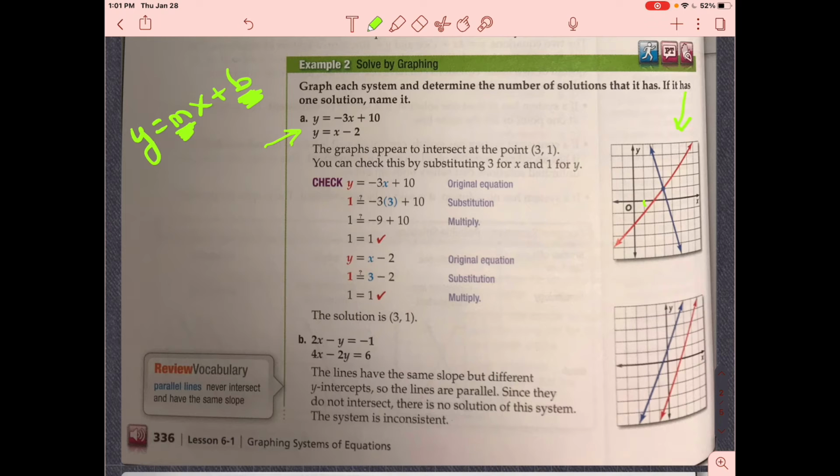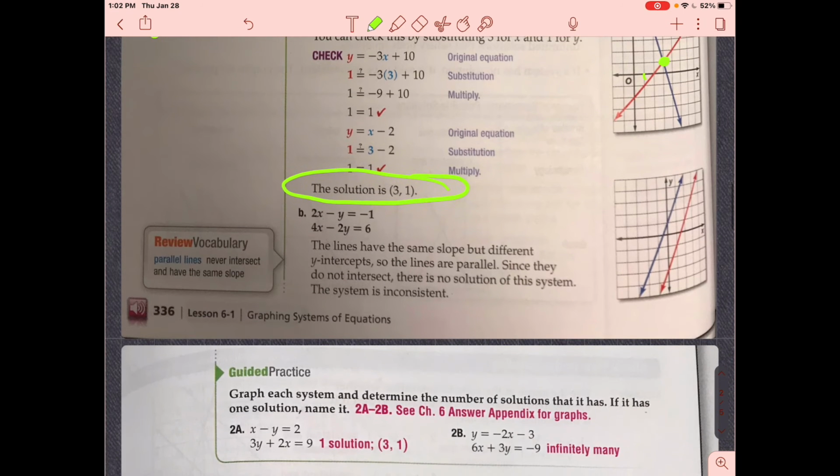When I graph y equals negative 3x plus 10, that would be the blue line, and y equals x minus 2 is the red line, and we can see that those cross right there at the point (3, 1). We will call that consistent and independent. Okay, in the second situation, notice that it's not in y equals mx plus b form.